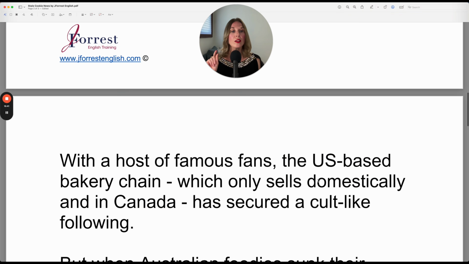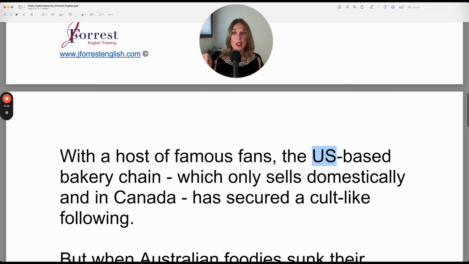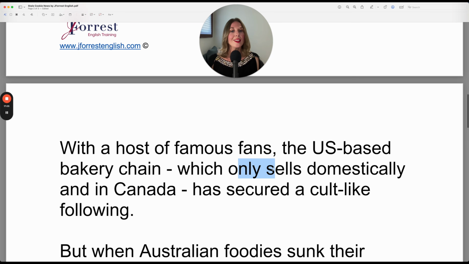Now, they only sell domestically, which means in the US, in the location where you're talking about. If you're talking about an Australian store that sells domestically, that means it sells in Australia, right? So it depends on where that company is based. So they sell domestically in the United States and in Canada. So technically, they don't only sell domestically. They only sell to 2 locations, domestically and in Canada.